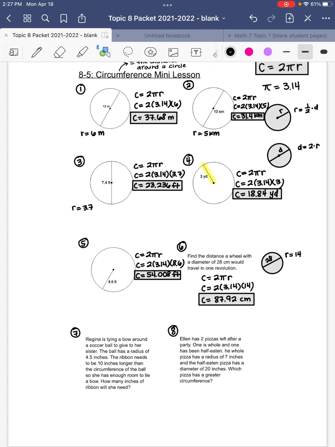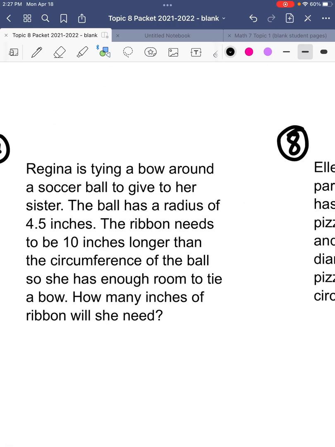Okay, number 7. Regina is tying a bow around a soccer ball to give to her sister. The ball has a radius of 4.5 inches. The ribbon needs to be 10 inches longer than the circumference of the ball, so she has enough room to tie a bow. How many inches of ribbon does she need?